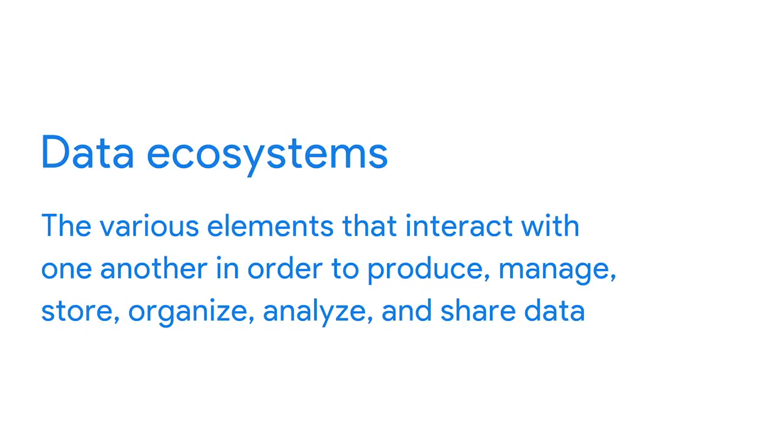Data ecosystems are made up of various elements that interact with one another in order to produce, manage, store, organize, analyze, and share data. These elements include hardware and software tools and the people who use them, people like you.